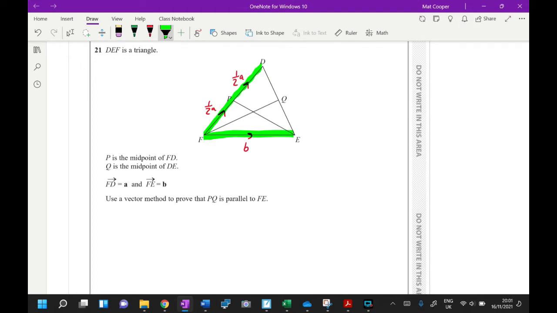Okay, so I want to get from P to Q. I want to get from P to Q because I've got to show that that journey is equal to F to E. I know what F to E is, that's just B, so I'll write that down here. F to E is B. Unfortunately, that didn't get you a mark, just writing that, but there we go. Now, how can I get from P to Q on roads that I know?